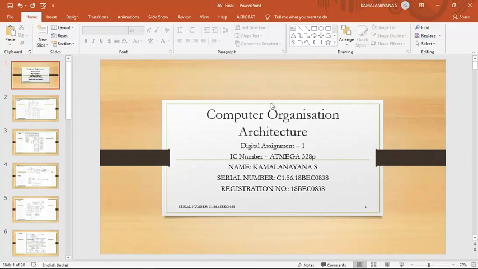Computer organization and architecture, digital assignment 1. The microcontroller I have chosen is ATmega328P. Myself, Kamal Naina, 18BC0838, serial number 56.